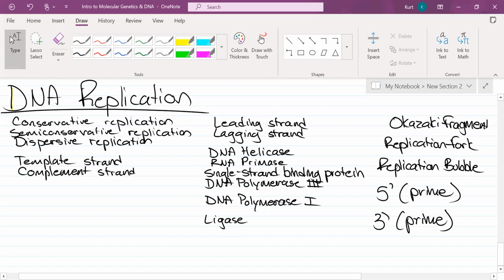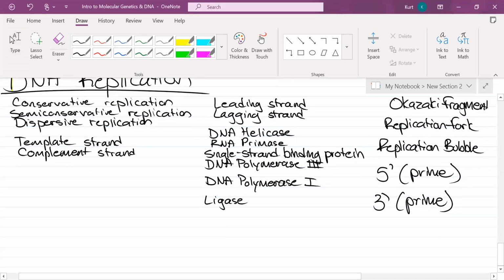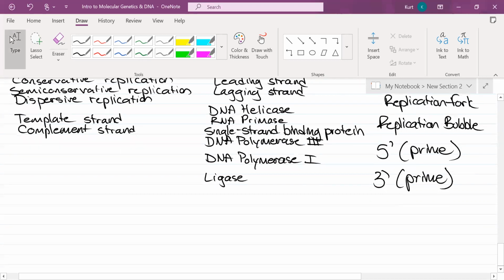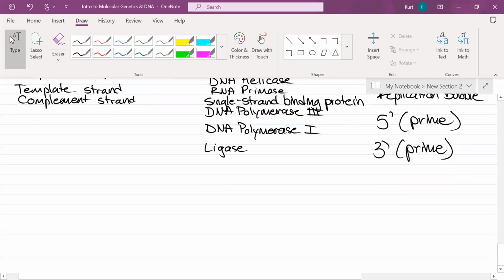A lot of terms. About 18. There's a lot of terminology you need to realize and be able to use. So let's just take them one word at a time. We're going to work on the first three till the end of class today. Conservative replication, semi-conservative replication, and dispersive replication. That's all that I really have time for today. So this is going to get us to the three models of DNA replication.